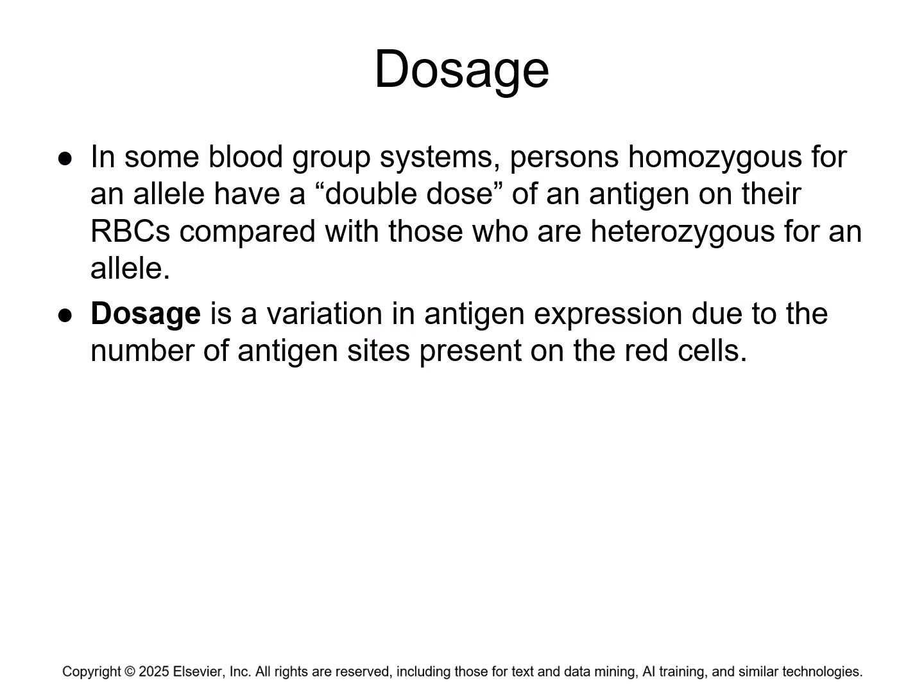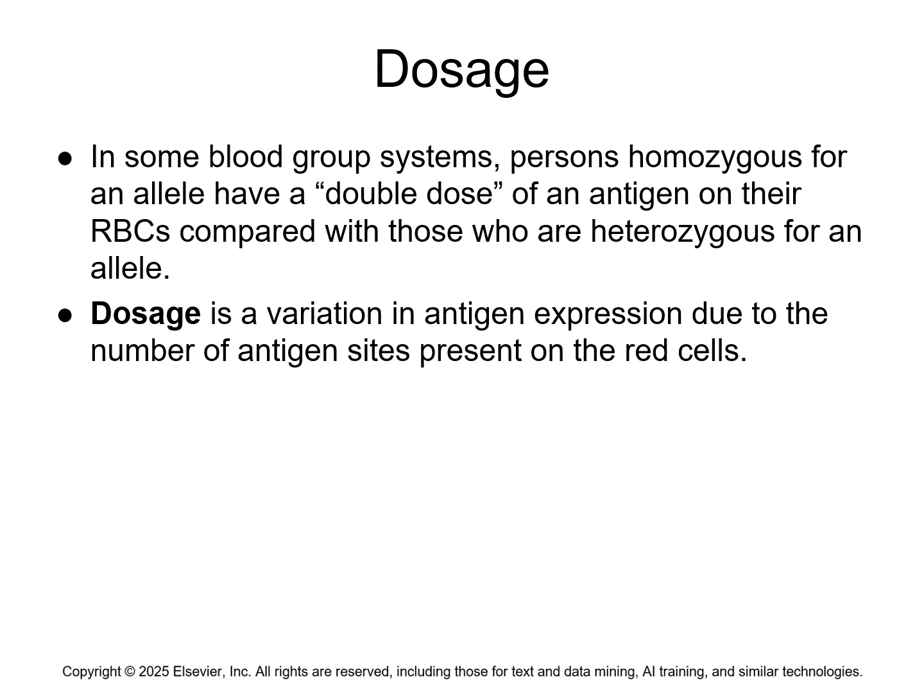One of the reasons homozygosity and heterozygosity is so important in blood bank is because some blood group systems show dosage. That means that persons homozygous for an allele have a double dose of an antigen on their red blood cells compared with those who are heterozygous for an allele.